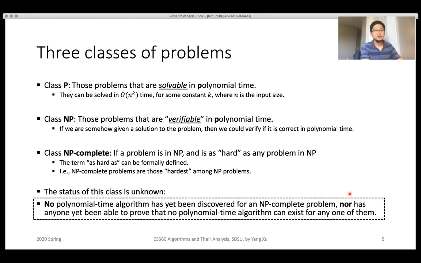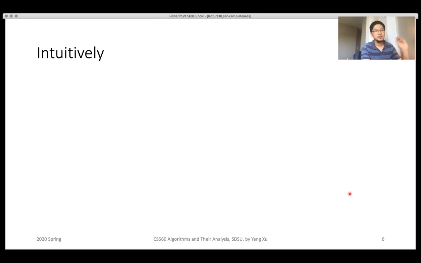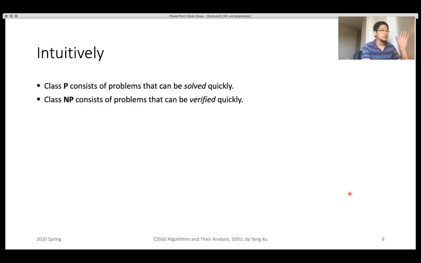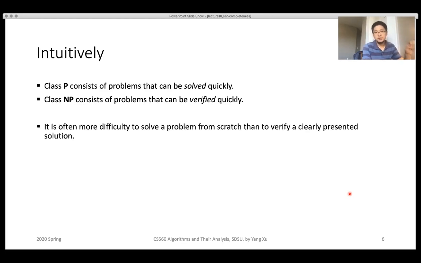In terms of the relationship between P, NP, and NP-complete, we can think of it quite intuitively like this. The class P refers to the problems that can be solved quickly, and the class NP consists of the problems that can be verified quickly. And we know that it is often more difficult to solve a problem from scratch than to verify it. It's very easy to verify a solution, but quite different to solve it from scratch. So if a problem is in NP, it doesn't mean that it is necessarily in P. If a problem can be verified within polynomial time, that doesn't necessarily mean it can be solved.